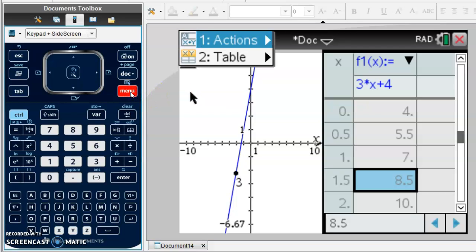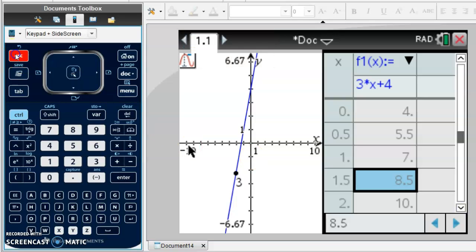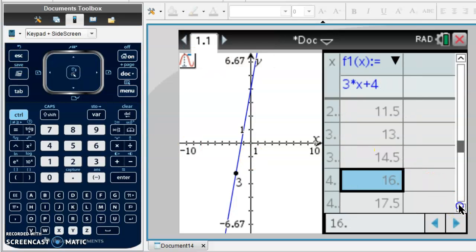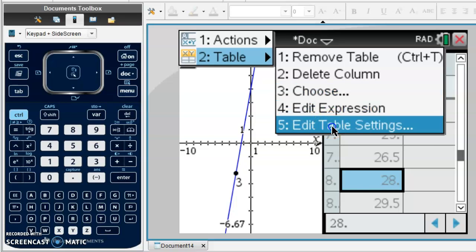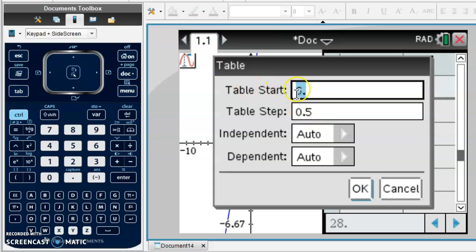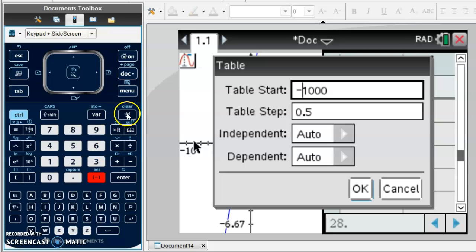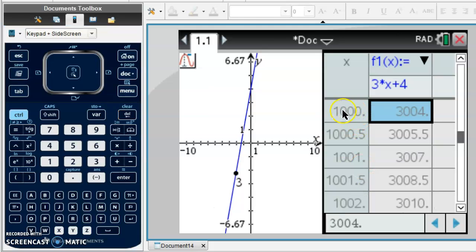Okay. And then let's say maybe I wanted to jump to 1,000. I don't want to click down. Okay. Let me get out of that, escape. I forgot. So I go down. I don't want to click down all the way until 1,000. That would take a long time. So instead, I can go to the menu, Table, Edit Table Settings, and I can say to start the table at 1,000. Okay, or maybe I wanted negative 1,000. I can go anywhere I want by going in here to the settings and changing where I'm starting. So let's go to 1,000 and check out what it is. Okay, and there we go. When x is 1,000, y is 3,004.